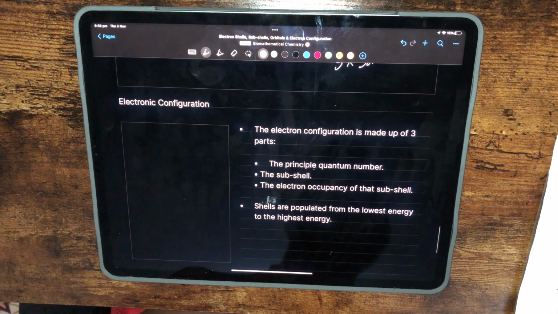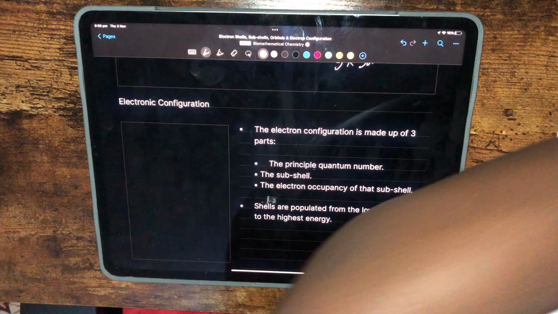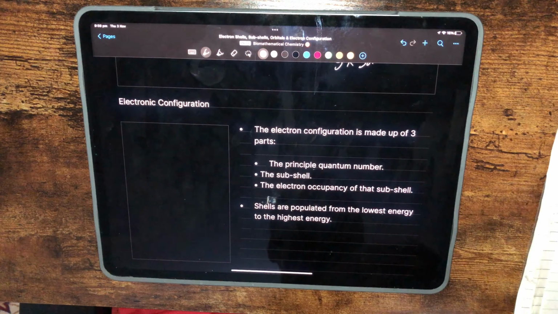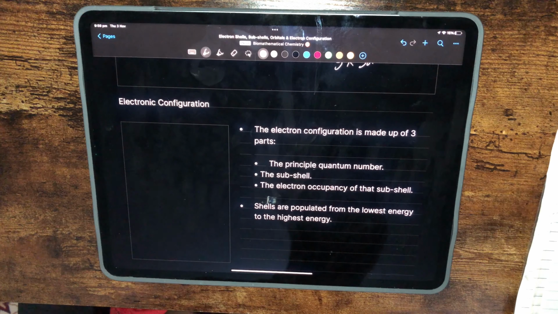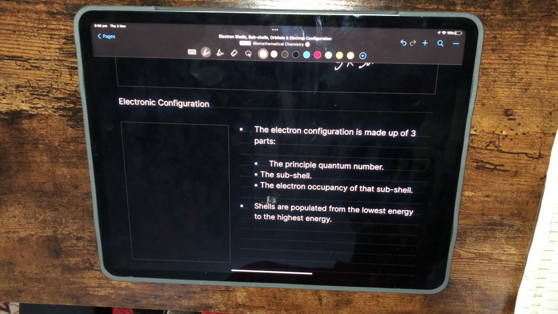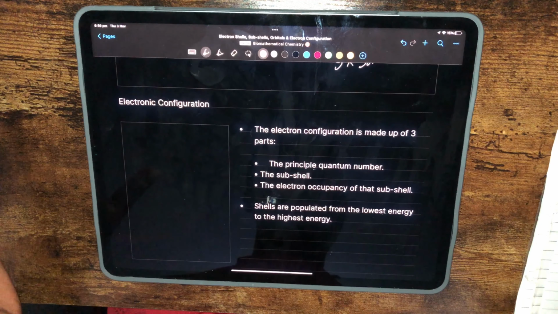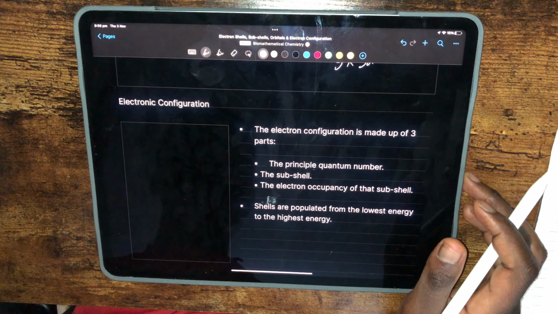Now we're going to get down to electronic configuration. The electronic configuration is made up of 3 parts: the principal quantum number, the subshell, and the electron occupancy of that subshell. And most importantly, the shells are populated from the lowest energy to the highest energy. All of this can be defined in one thing, and this is what I was trying to say before, with what you need to draw down in your exam.